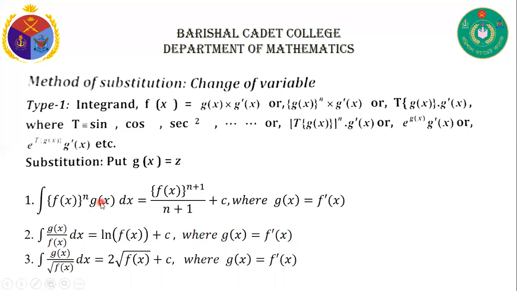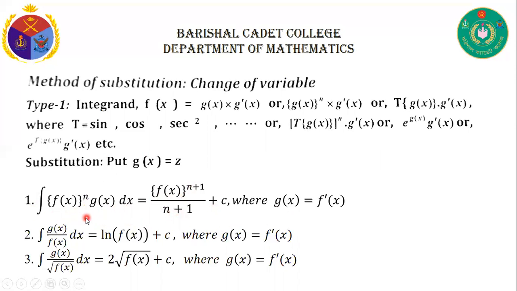So we know the formula, that is x to the power n plus 1 divided by n plus 1 plus c. Here the formula is the same for the function f of x to the power n into f prime x dx, which equals f of x to the power n plus 1 divided by n plus 1 plus c, like the exponential formulas.